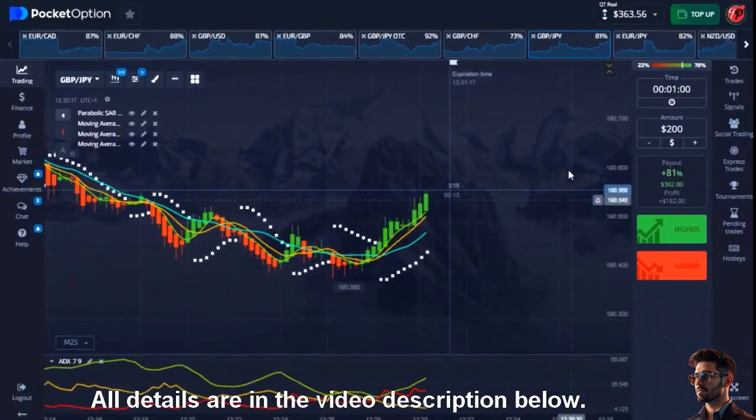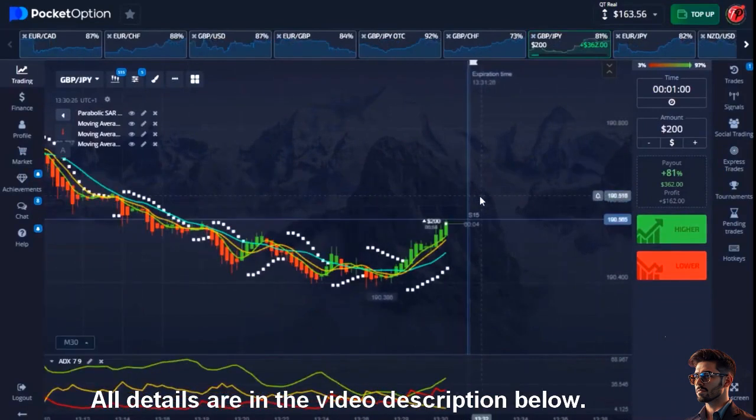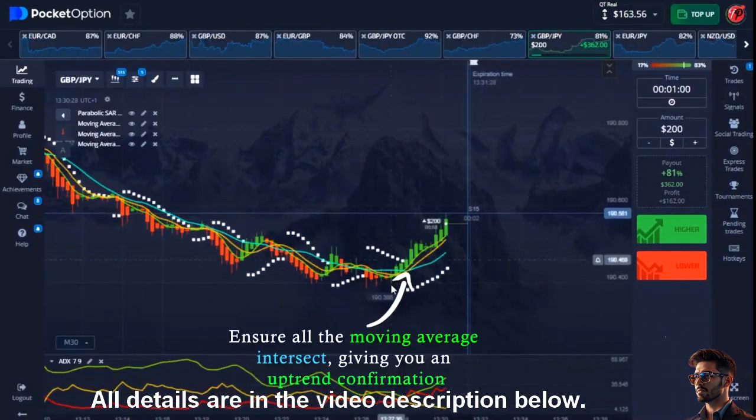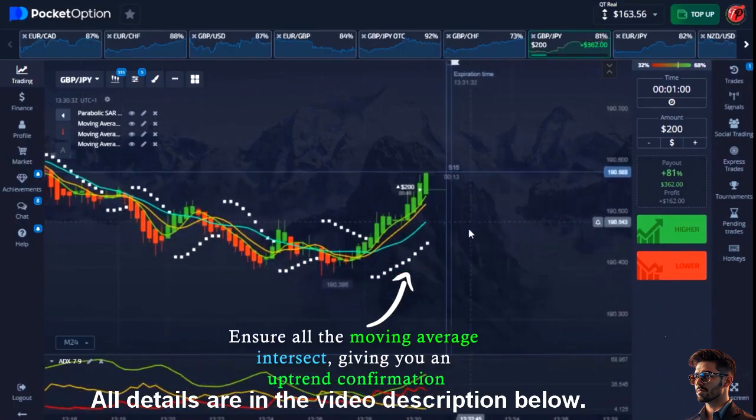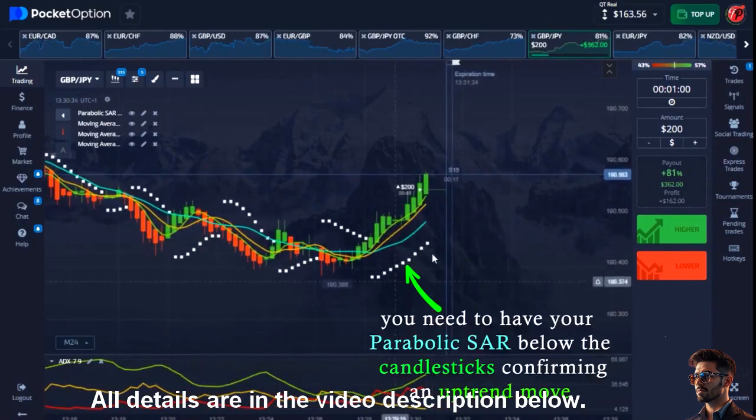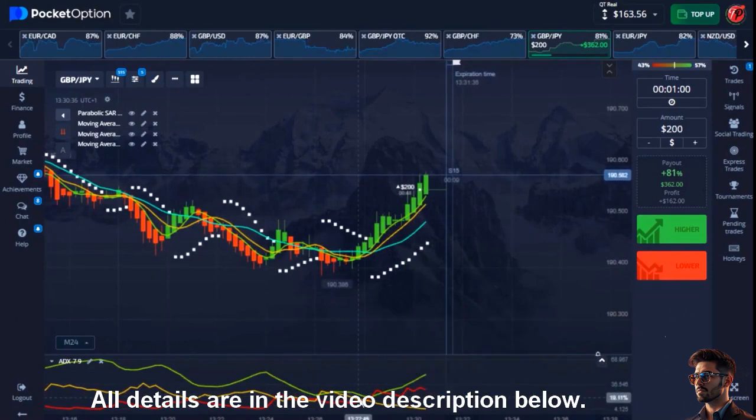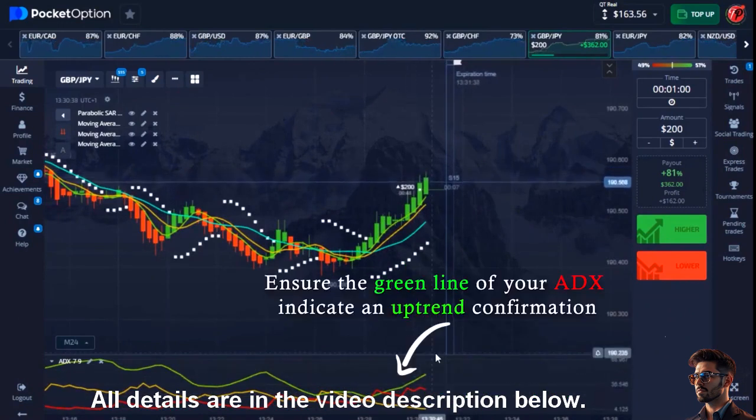Okay guys, over here I'm finding a good moment, so I'm going to enter this trade real quick. As you can see right there, the three moving averages give us a very strong confirmation of an uptrend. This is also applicable with my parabolic SAR. And when you check my ADX, you can see that the ADX is giving me a very strong uptrend as well.